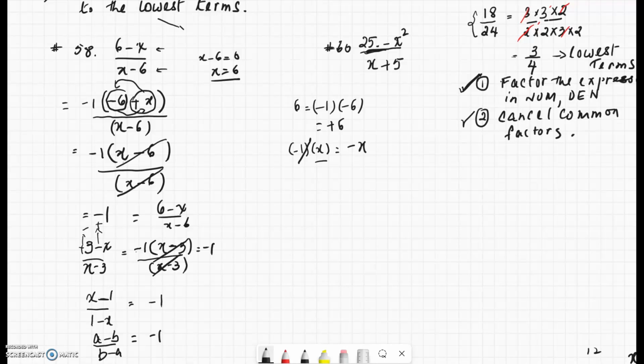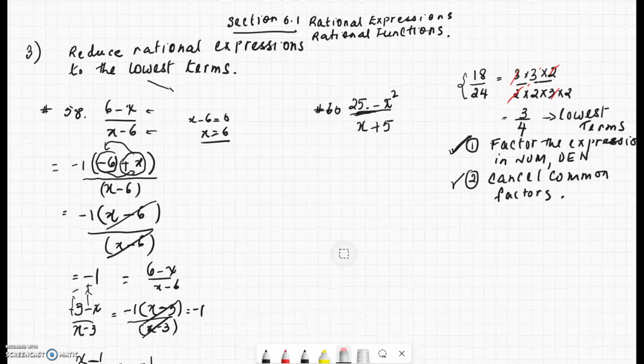Now let's look at the next problem. Remember, what we're doing is reducing the given rational expressions to the lowest terms. So what's our first step? We factor the numerator and denominator. The next step is cancel common factors. So we're going to do that in the exact same order. Factor first. Now you have to recognize perfect squares.